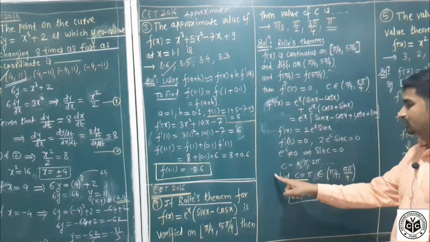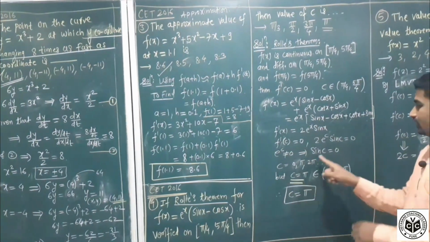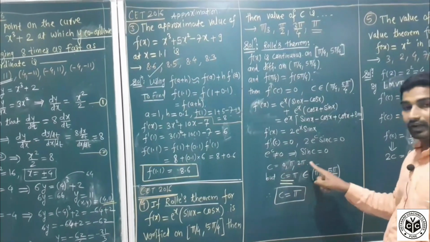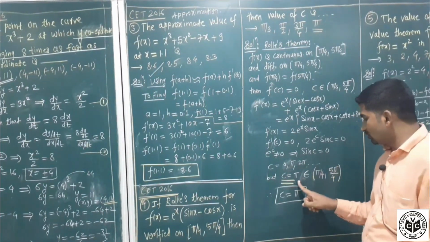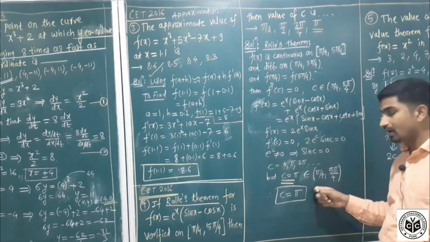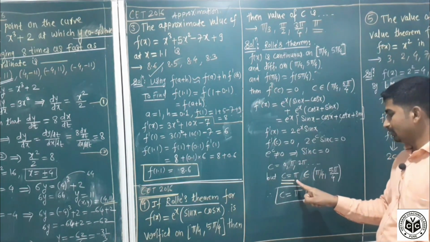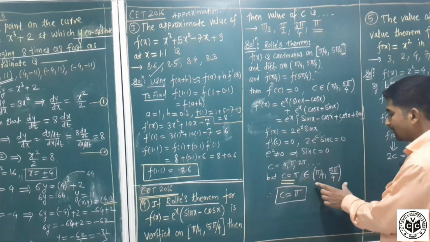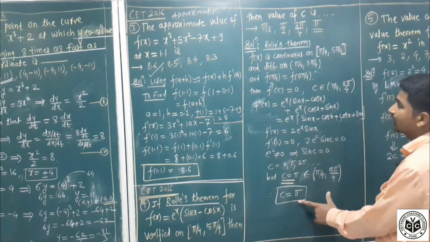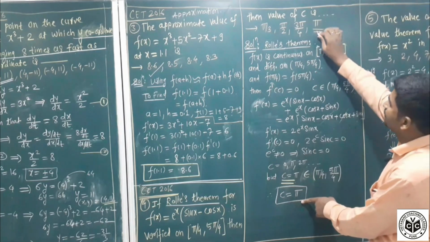So what are the possibilities of c? When sin is 0, it is 0, pi, 2 pi and so on. But what is your requirement? That the value should lie in this interval, between pi by 4 and 5 pi by 4. So the value of c which lies in this interval is pi. So your correct answer is c as pi.